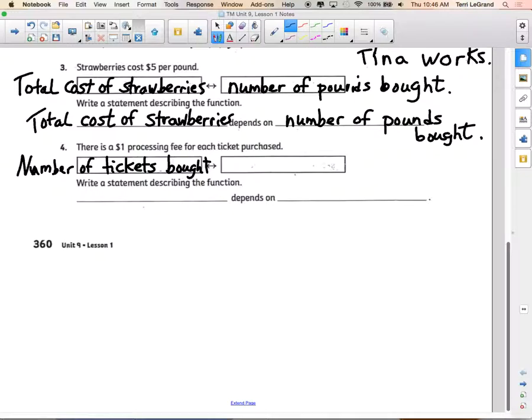What else is changeable? What's the only other thing they're talking about in this problem? They're talking about tickets. We already described that. What else are they talking about? The processing fee, aren't they? We don't even know how much the tickets cost, do we? We just know that for every ticket you purchase, they're going to charge you $1 processing fee. So the other unknown is the total processing fee.